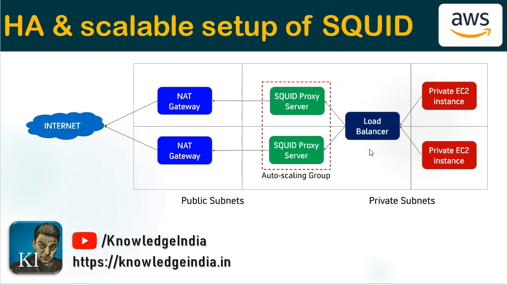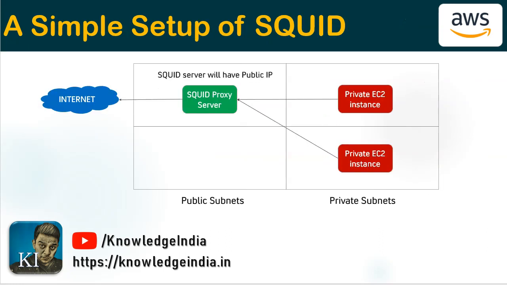In this case, you do not have to give a public IP to these SQUID proxy servers, because they will just send out the traffic to the NAT gateway, and it would be the NAT gateway which would send out traffic to the internet. And of course, the NAT gateway has an elastic IP. Whereas in the previous model which we saw, our SQUID proxy server was in the public subnet and it had a public IP.